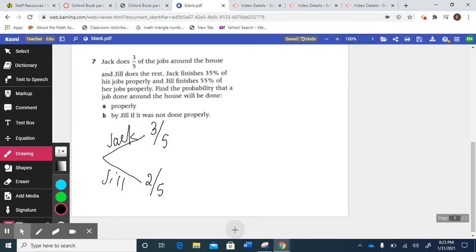So then it goes on by saying Jack finishes 35% of his jobs properly. So in his area, we have properly and not, right? So properly, he has a 35%. And we can represent that as a decimal pretty easily. So the chances of him not doing it properly are 65% or 0.65.